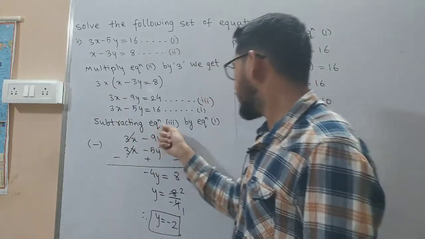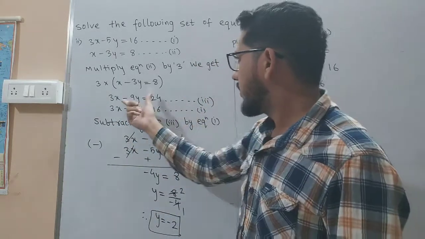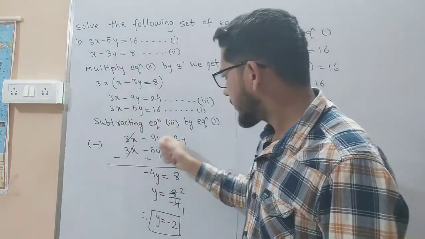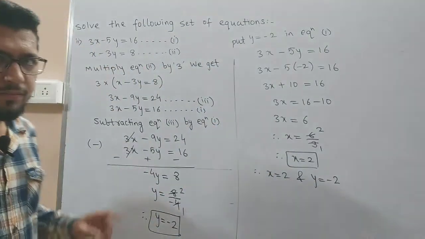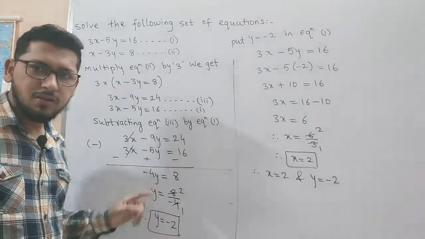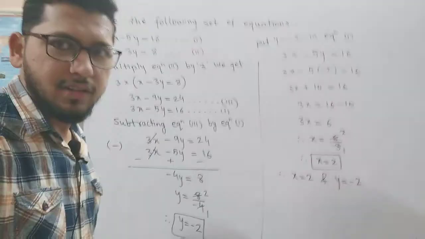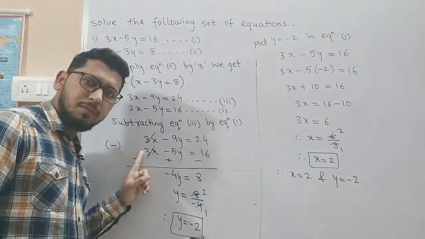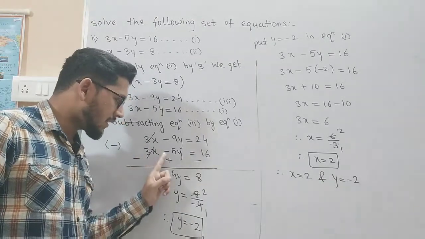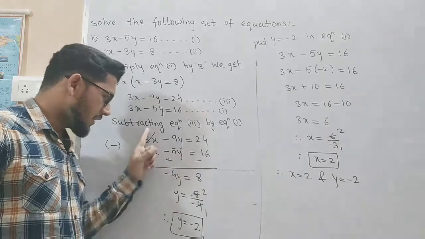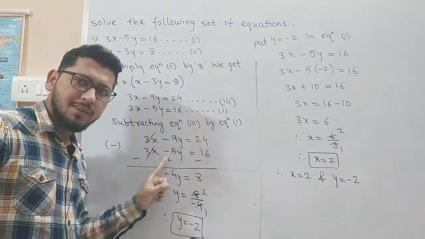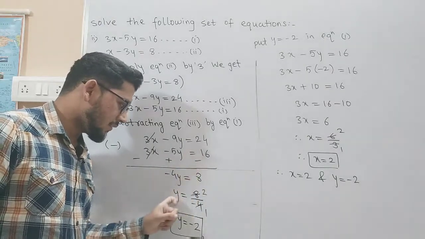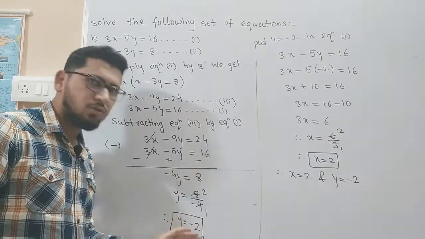So subtracting equation 3 by 1, we have to subtract these two. So 3x minus 9y equal to 24 is up, 3x minus 5y equal to 16 is down. After that we go for subtraction. For doing subtraction, we change the sign. Here it is plus 3x, so we take minus sign. Here it is minus, we take plus. 3x gets cancelled. Minus plus minus: 9 minus 5 is 4, with the sign of the greater number, minus. So 24 minus 16 is 8. Minus 4y equal to 8, so y equal to 8 upon minus 4, y equal to minus 2.